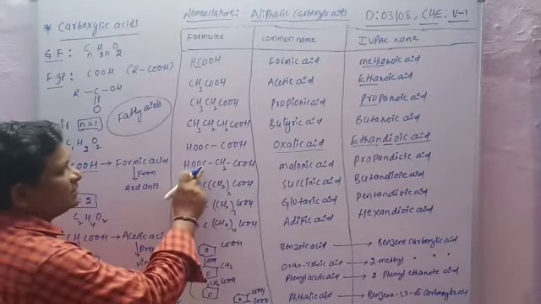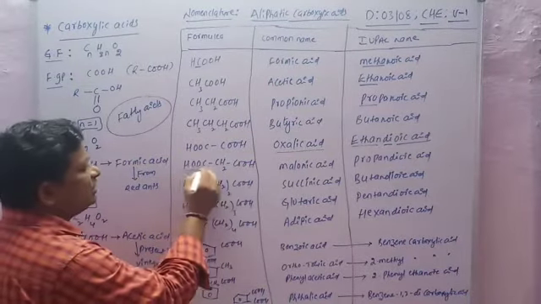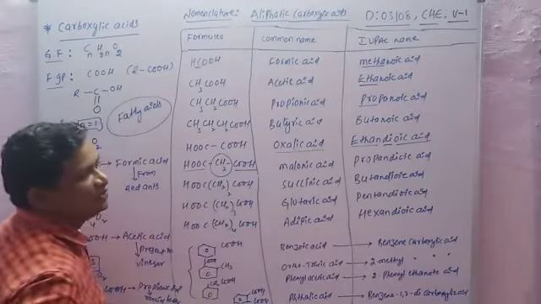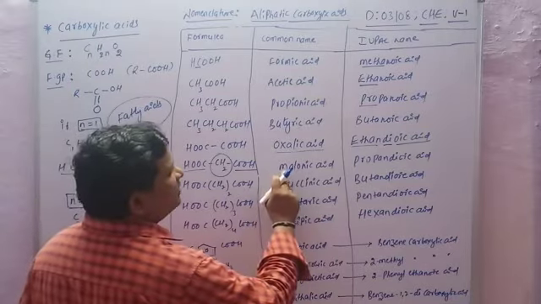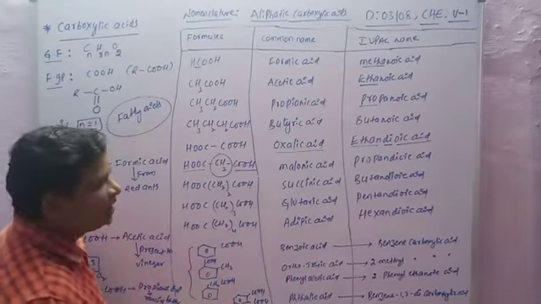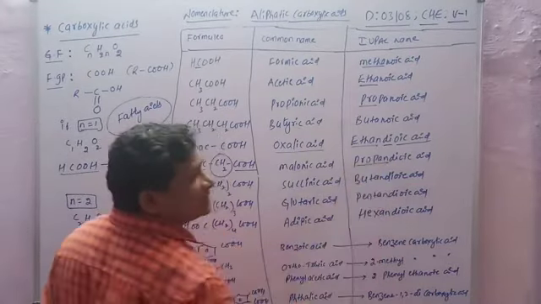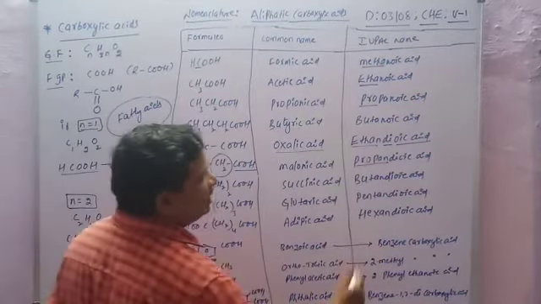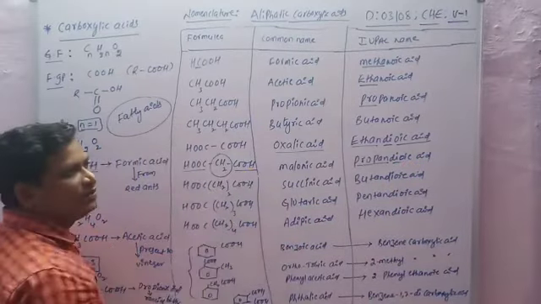The next one is COOH-CH2-COOH. There are 2 COOH groups, dioic acid, plus one methyl group. Its common name is malonic acid. It is propane; prop means three carbons, 1, 2, 3. So it is propane dioic acid.